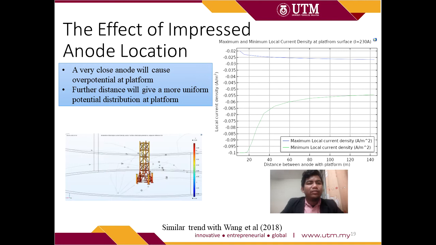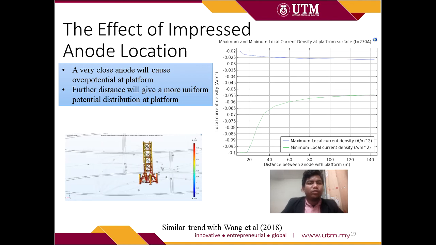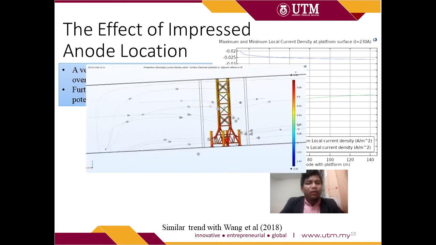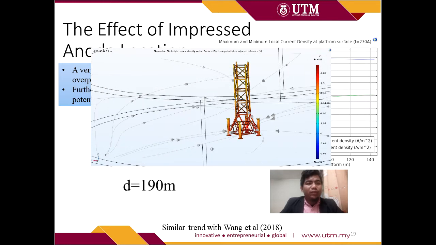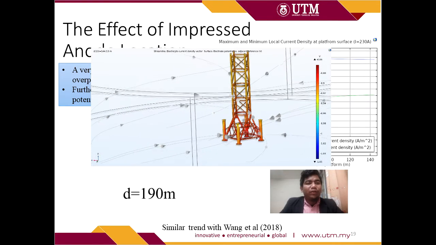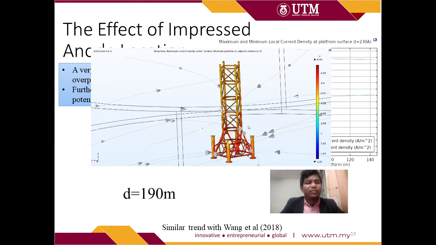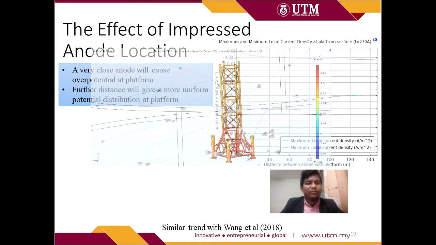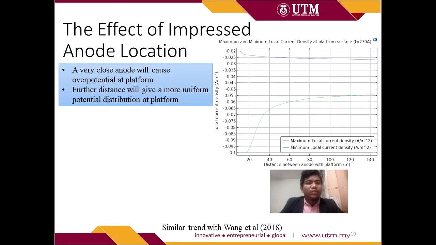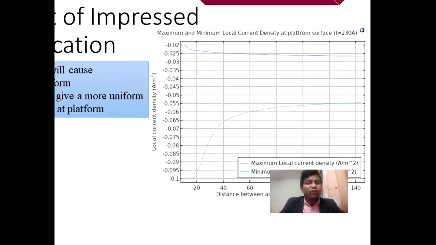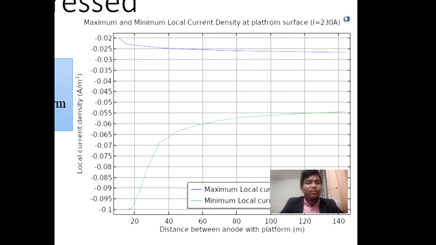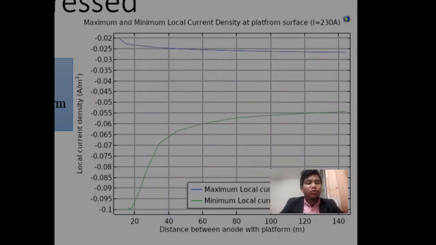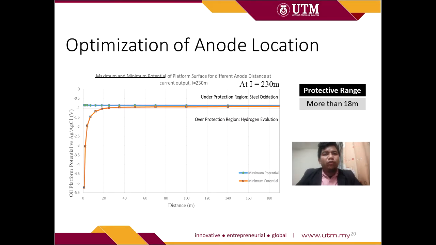Also, a further anode distance will give a more uniform potential distribution at the platform. An example is platform B, where the anode distance is 190 meters and we can see that the distribution on the platform is homogeneous. Both conclusions are supported by the plot graph of local current density above, where at a higher distance the maximum and minimum values become closer to each other. We optimize anode location to find the range of distance that is enough to protect the platform at a certain current applied.